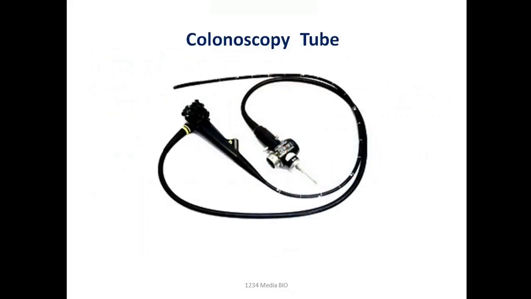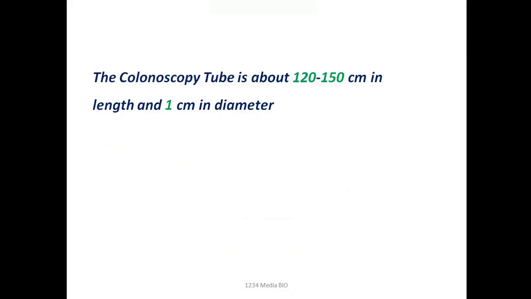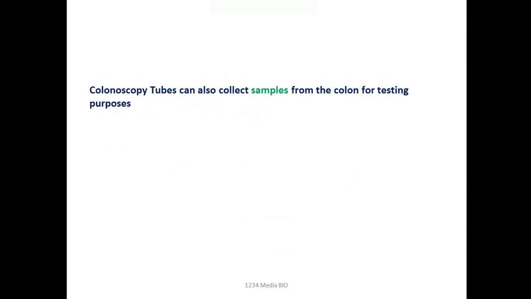Here's an actual colonoscopy tube. This is the end which goes in the anus, this end is connected to the computer, and this is the controlling handle. See the picture carefully. The colonoscopy tube is about 120 to 150 centimeters in length, and 1 centimeter in diameter. Colonoscopy tubes can also collect samples from the colon, for testing purposes.